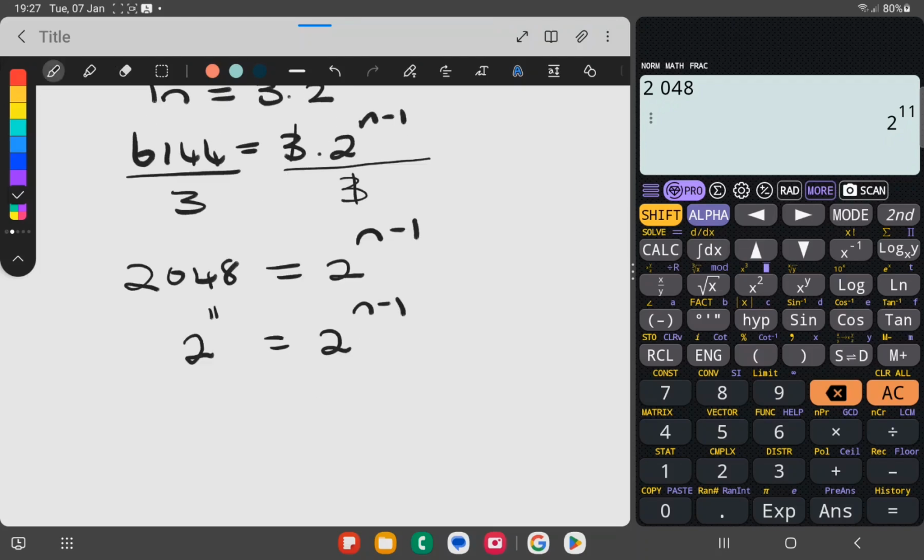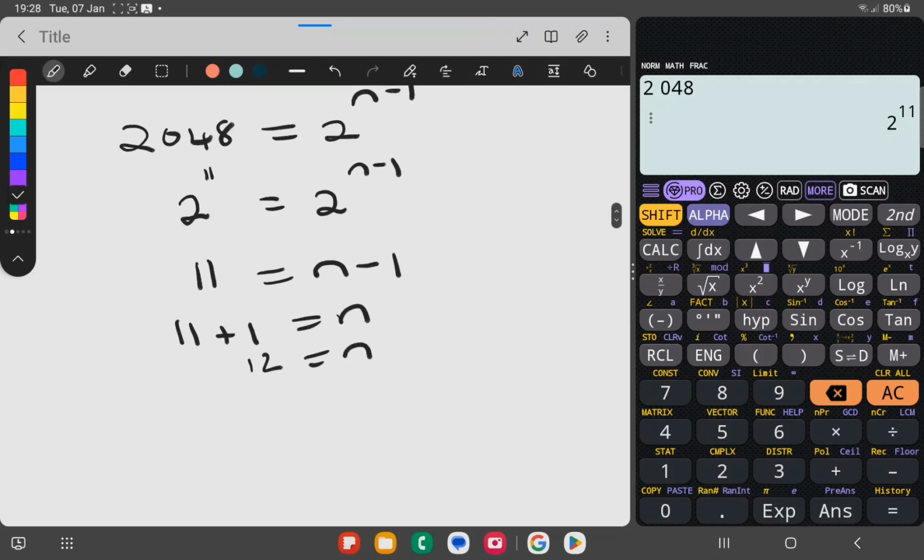Once the base numbers are the same, they fall away. So I'm left with 11 equals n minus 1. So n is 11 plus 1. So n is 12. So therefore, term 12 is equal to 6144. That's how you do that question.